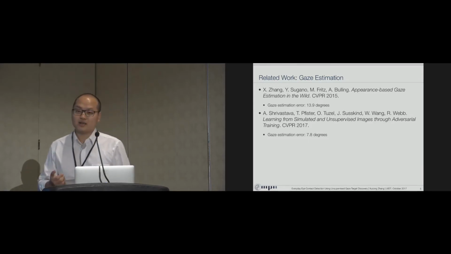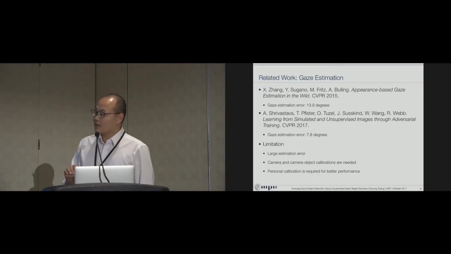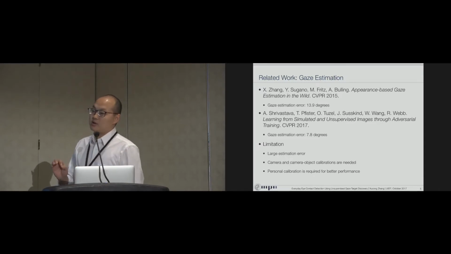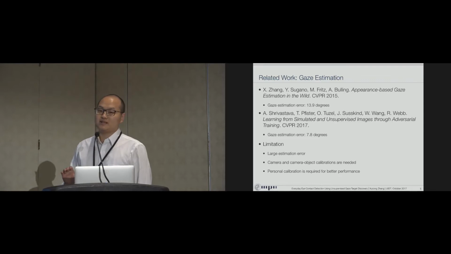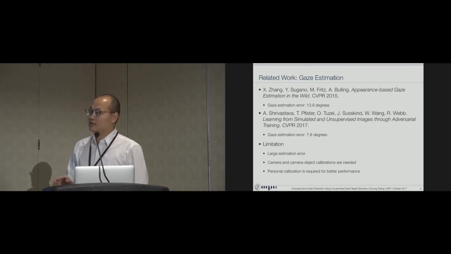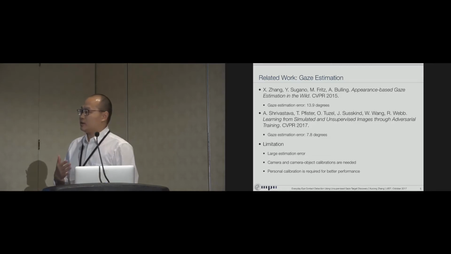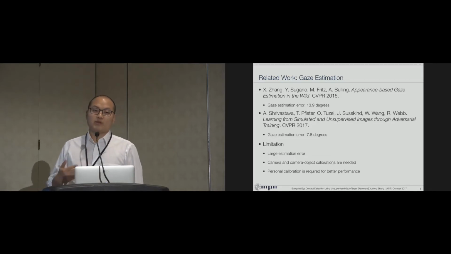And in CVPR this year, another group improved the accuracy to 7.8 degrees. But as you can see, the estimation error is still pretty large for appearance-based gaze estimation. Also, you need camera and camera-object calibration to project the gaze direction in the camera coordinate to the object. And in general, for those methods, you also need personal calibration to really improve the accuracy, which we also want to avoid.